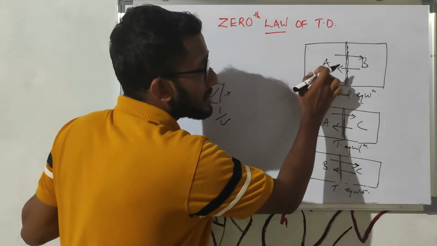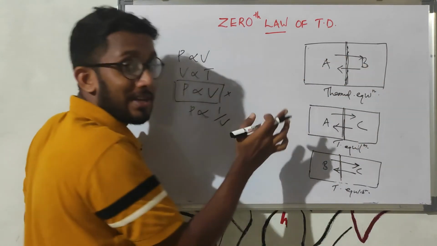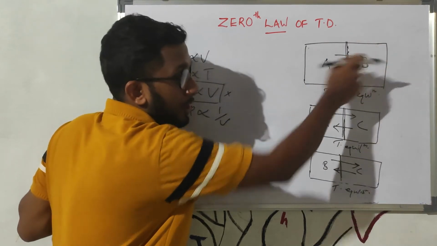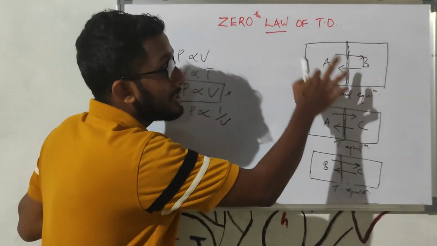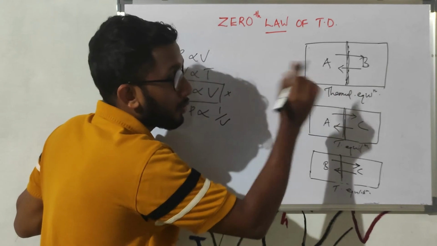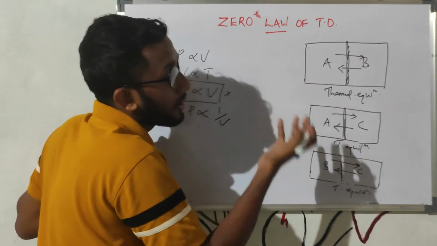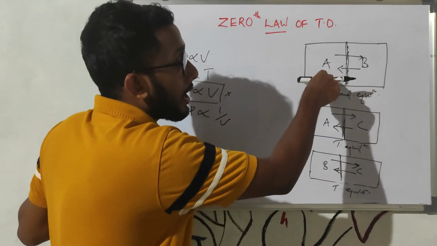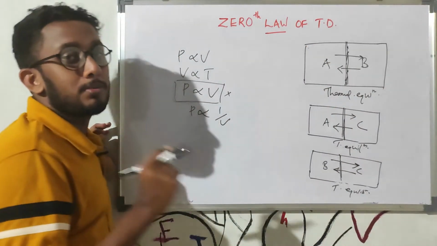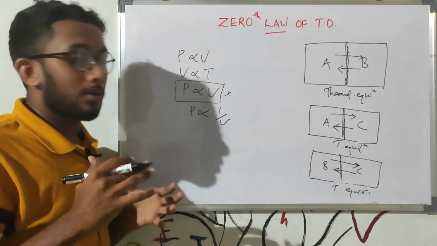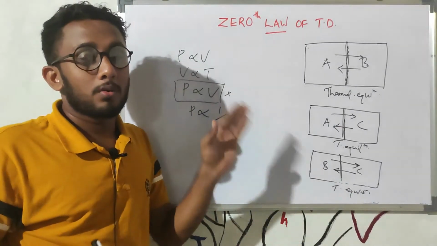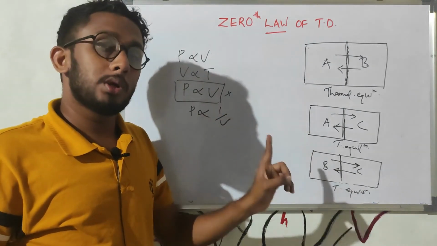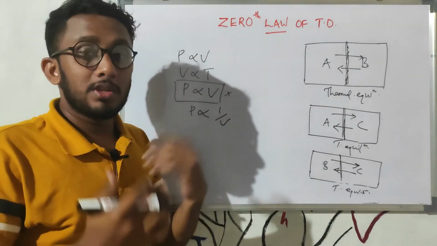Why? If heat is transferred from A to B, we can say that the temperature in A is higher than the temperature in B. If no heat is transferred from A to B, or it's in thermal equilibrium, that means A and B have the same temperature. So temperature is the quantity that defines the flow of heat in these two systems.